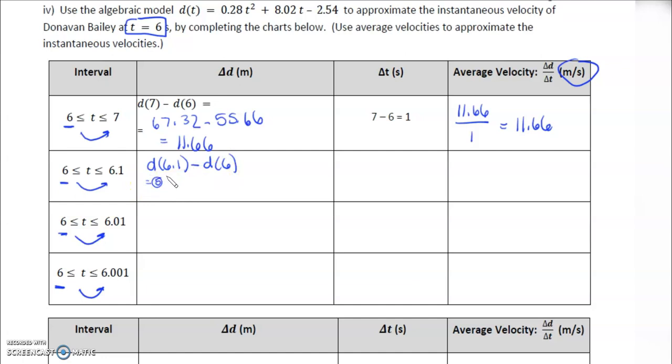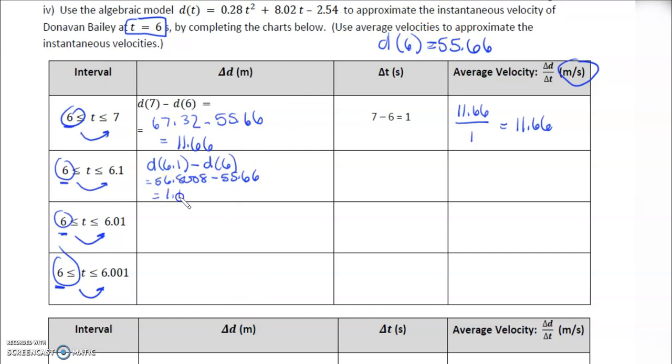Okay, so I get 56.8008 minus the 55.66. This one's not going to change. If you plug in D at 6, you're going to get 55.66, obviously every single time. So we're going to use that all the way down. So not too many calculations there.